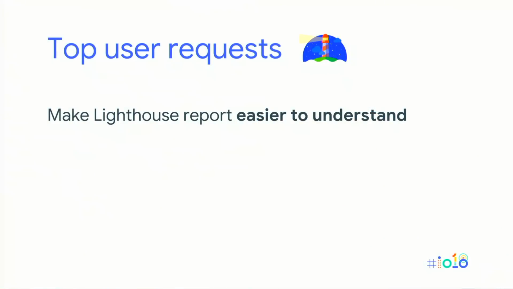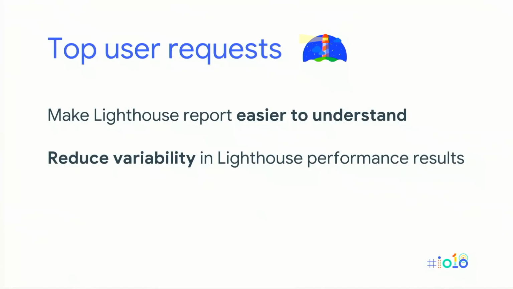So let's just summarize this as our top user requests. The first user request we get, especially from people who are looking at the Lighthouse report for the first time, is, hey, can you make this report easier to understand because it's kind of cluttered and kind of confusing? So that's one request we get. The other request we get is, I run Lighthouse, but the performance metrics and scores change from run to run, even if I'm running it the same way. Can you make Lighthouse more stable?